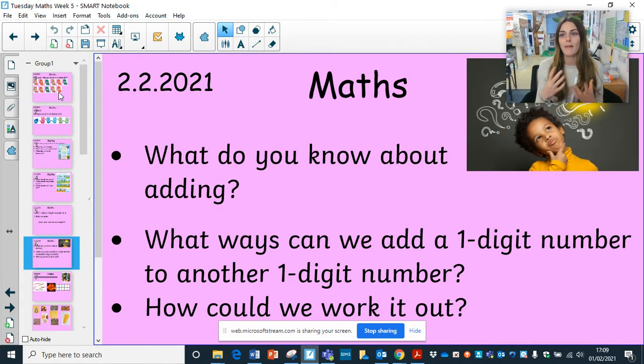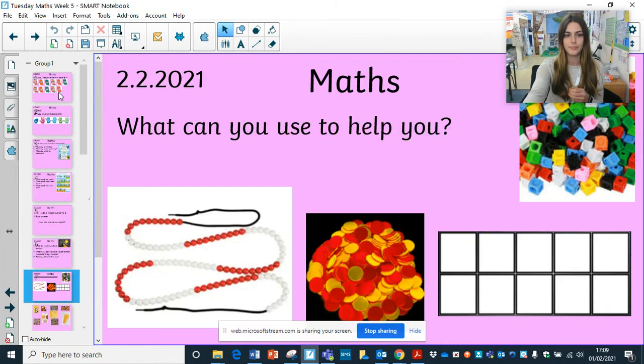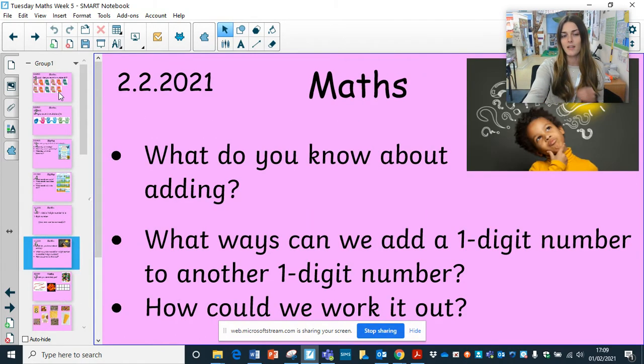So what do you know about adding? You can share this with somebody else. If you need to pause the video, then please do. And have a think, what do you already know about adding from previous learning? You have done some adding already. What ways can we add a 1-digit number to another 1-digit number? And how could we work it out? So think about the methods. What methods have we used to work out our number sentences before? Can you remember any of those methods? Pause if you need to, and then move on here.